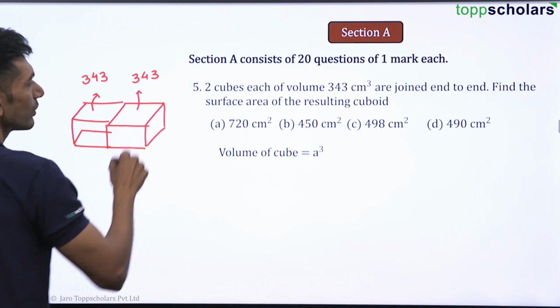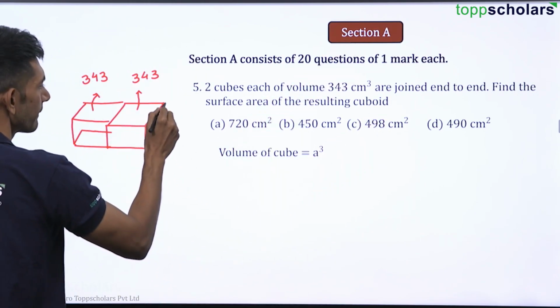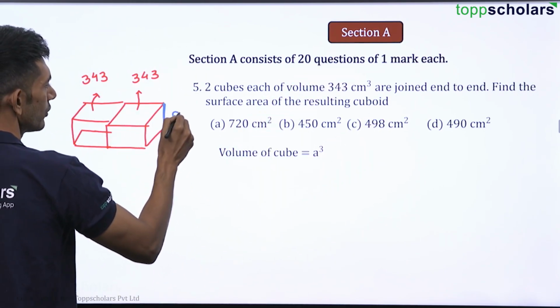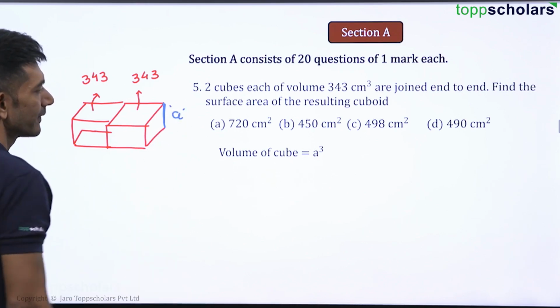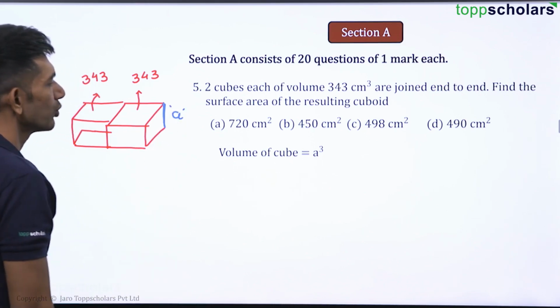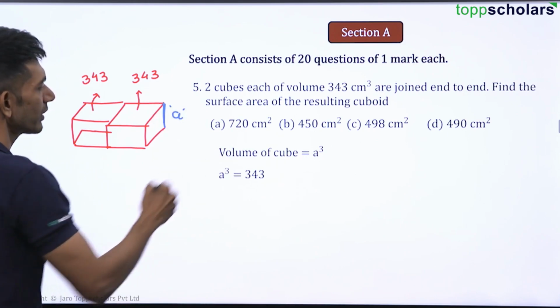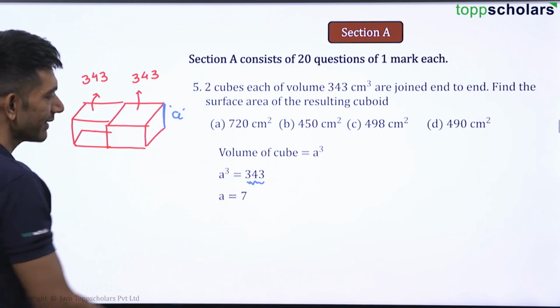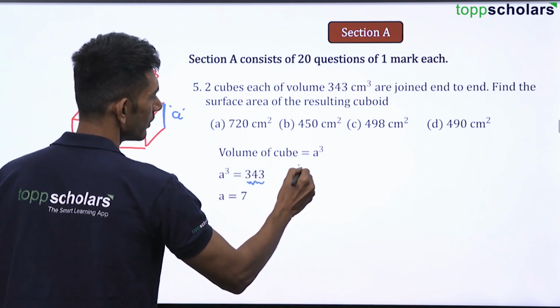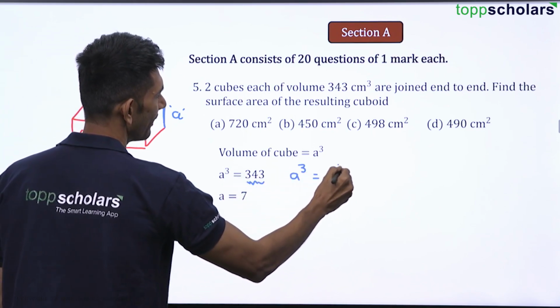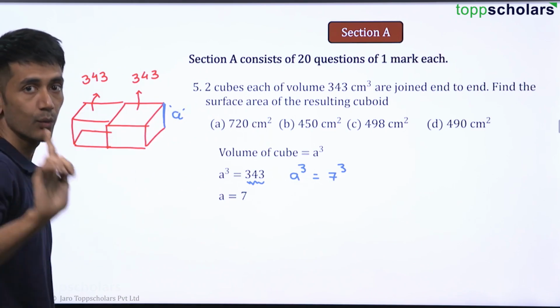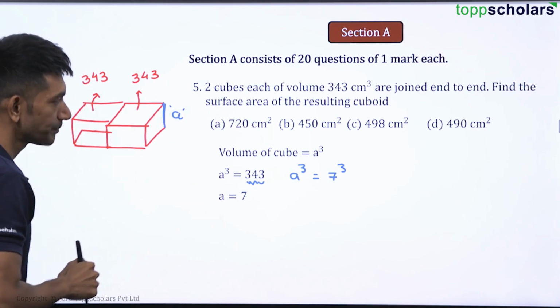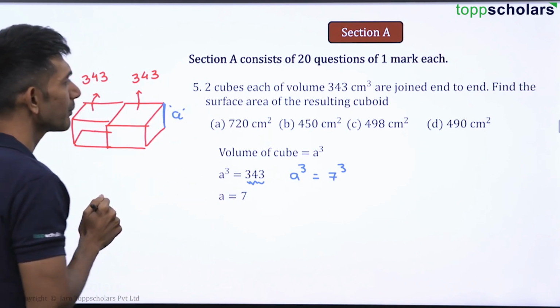Now, can we find out the side? Side means this part. So let the side of the cube be A. So volume of cube is A cube. So can I say A cube is 343? 343 is how much? 7 cube. So can I say A cube is equal to 7 cube, and that is why you get A is equal to 7. Once you get the value of A as 7, now what are we supposed to find out?